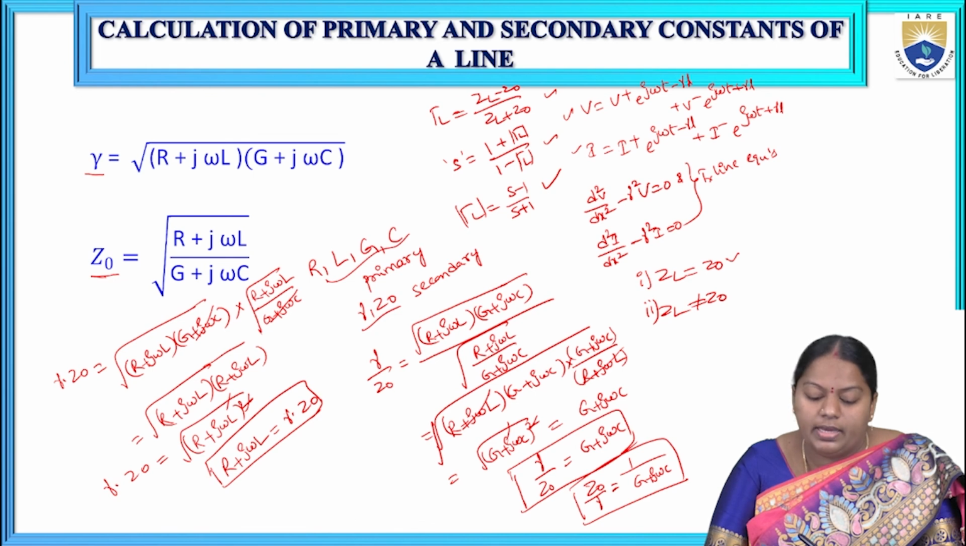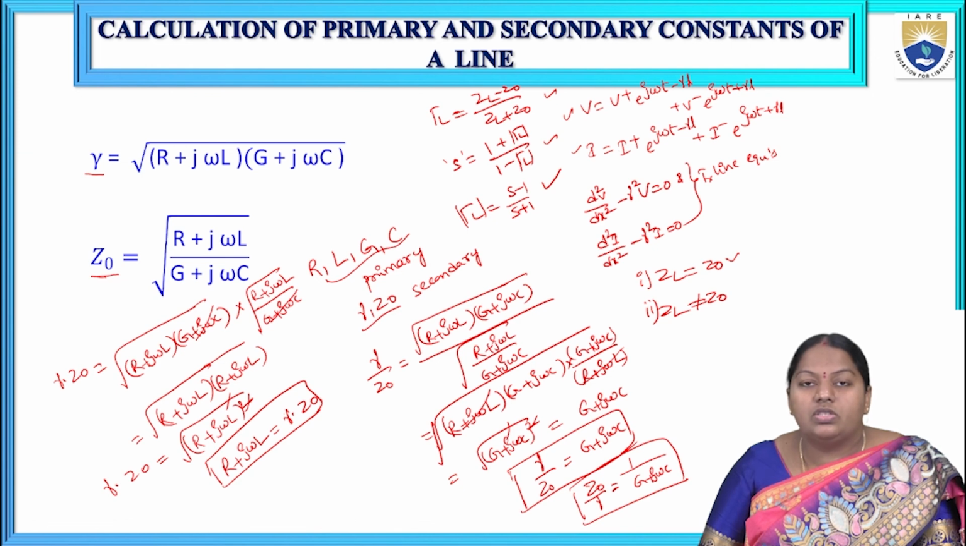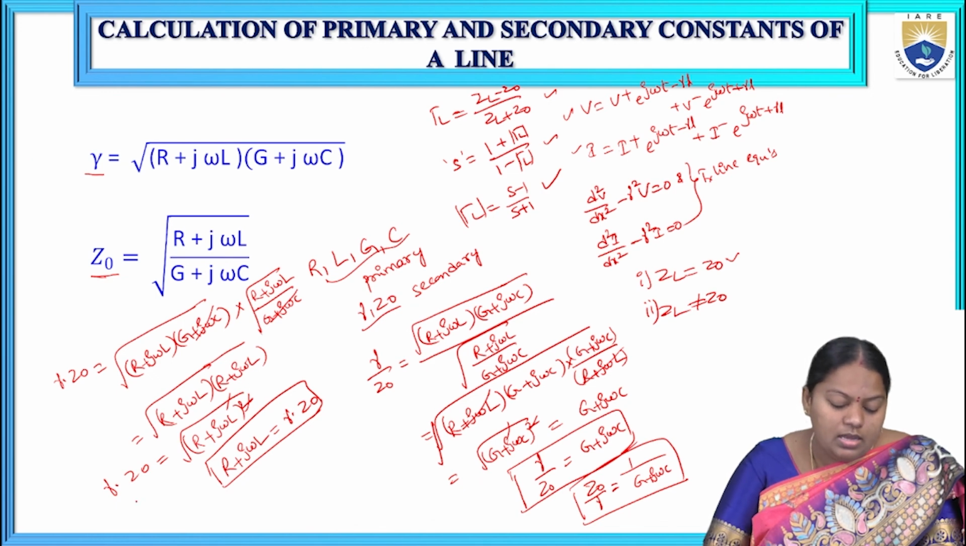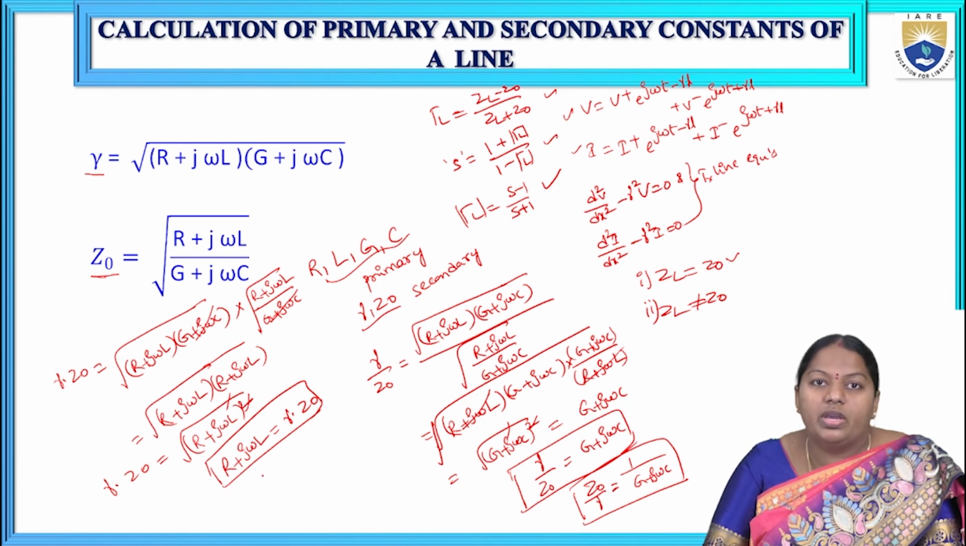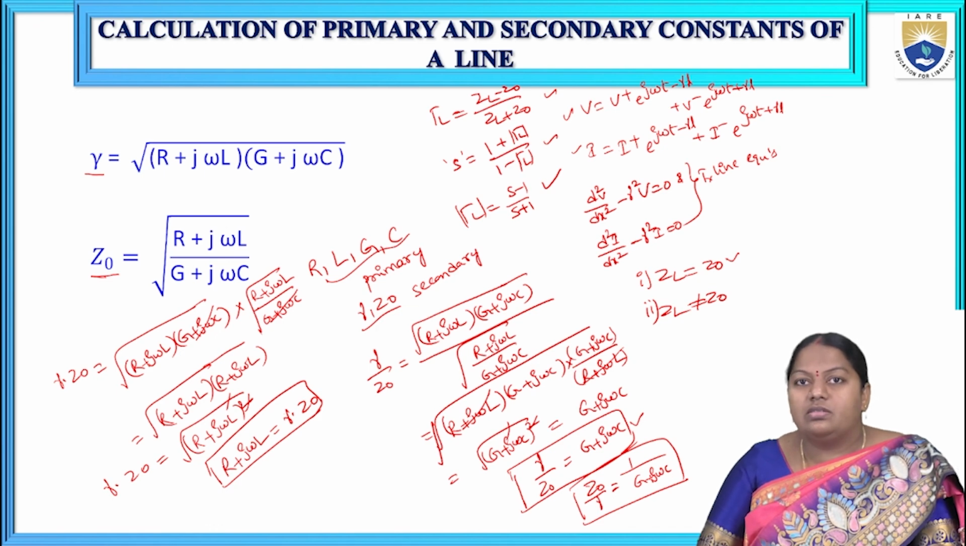Then we have learnt all the calculations related to the primary constants in terms of secondary constants. As we know, resistance R, inductance L, conductance G, and capacitance C are called primary constants of a transmission line, and propagation constant gamma and characteristic impedance Z0 are called secondary constants of a transmission line. Depending upon that, gamma into Z0 gives us R plus j omega L, gamma by Z0 gives us G plus j omega C, or Z0 by gamma gives us 1 by G plus j omega C.